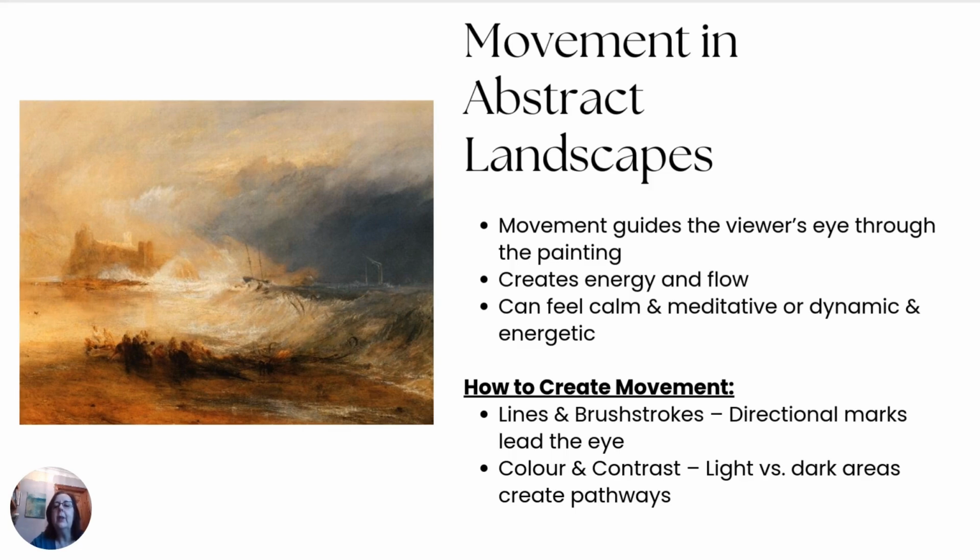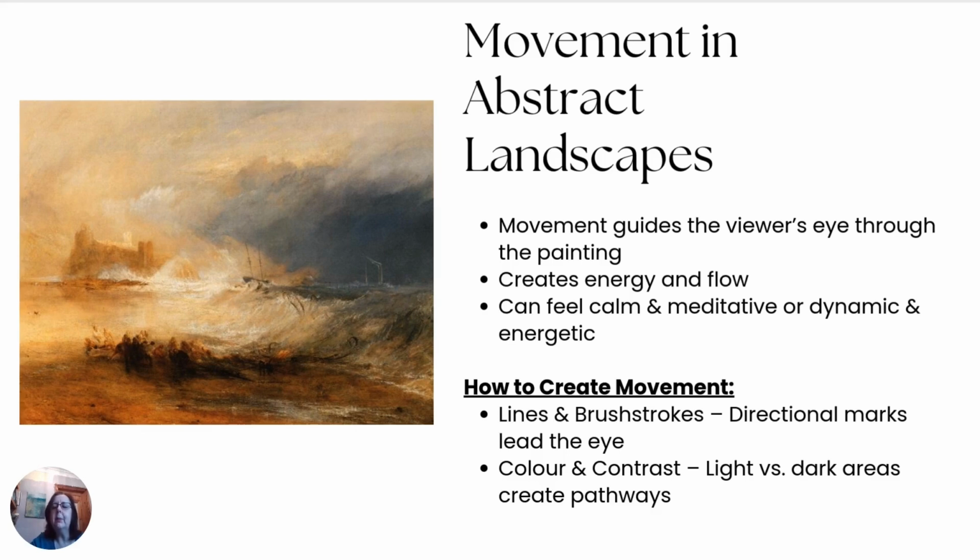Now, there are several ways to create movement in a composition. Lines and brushstrokes can define how the eye moves. Turner's use of diagonal strokes speeds up the eye, making the waves and storm feel chaotic and powerful. In contrast, a painting with soft horizontal brushstrokes might feel gentle and expansive, slowing the viewer's experience. You can also use contrast and focal points, with light and dark areas acting as visual pathways. High contrast in specific areas can create dynamic tension. Softer transitions make the movement feel more fluid and dreamlike.